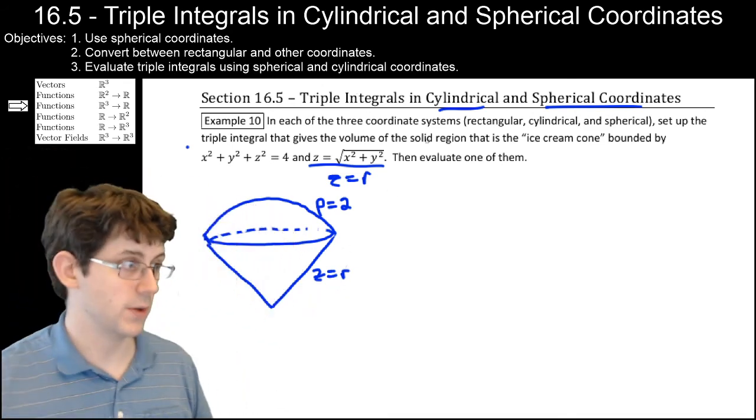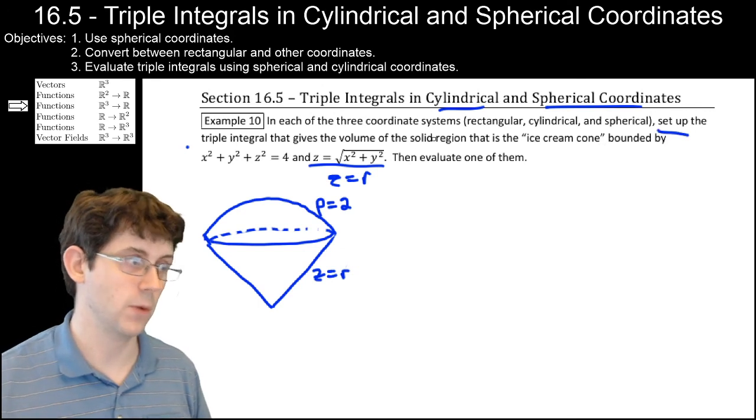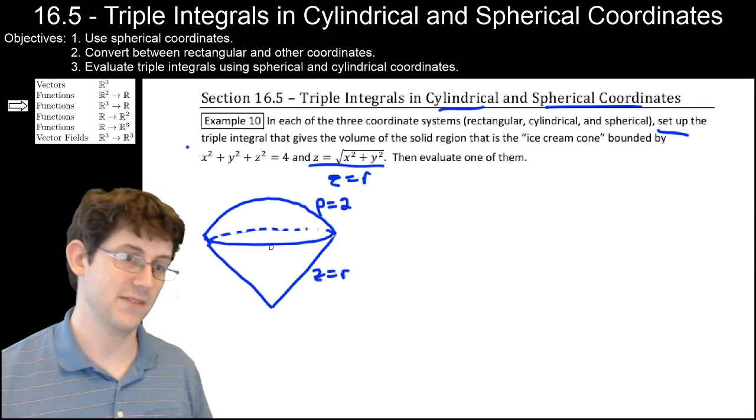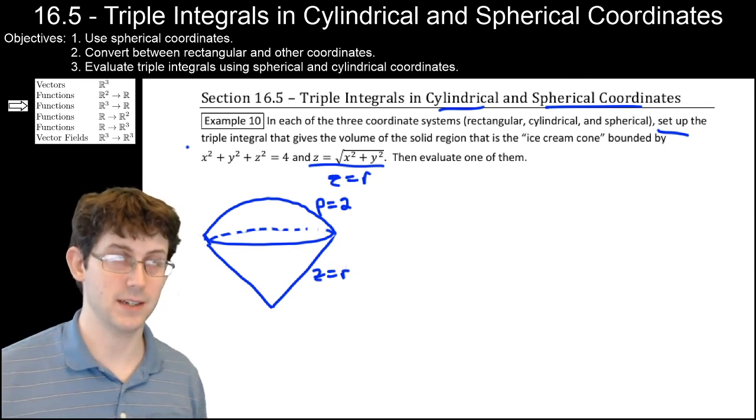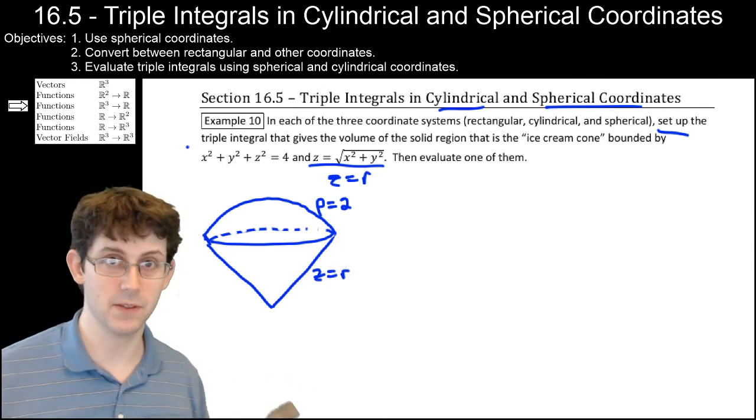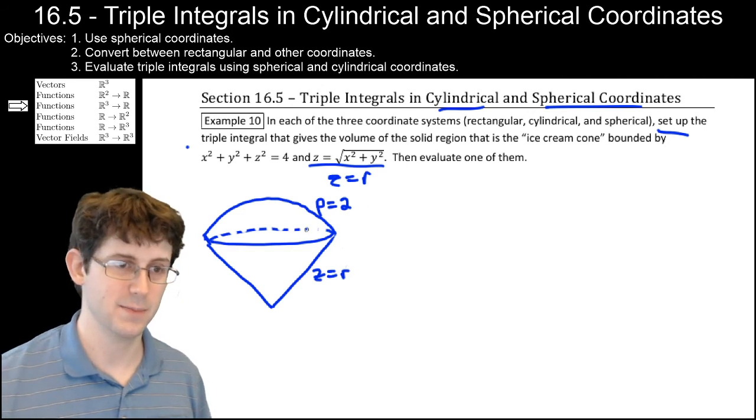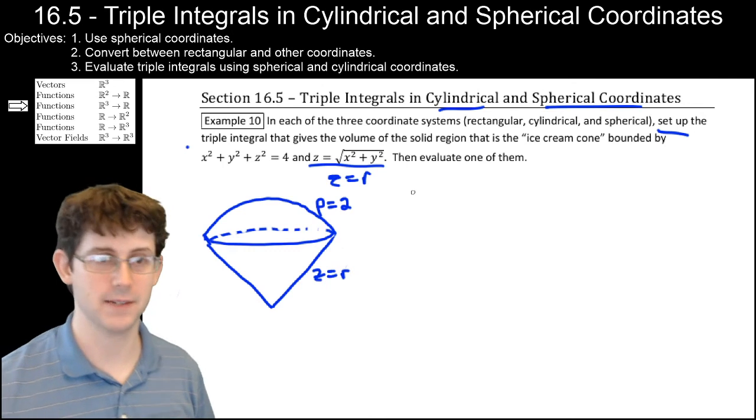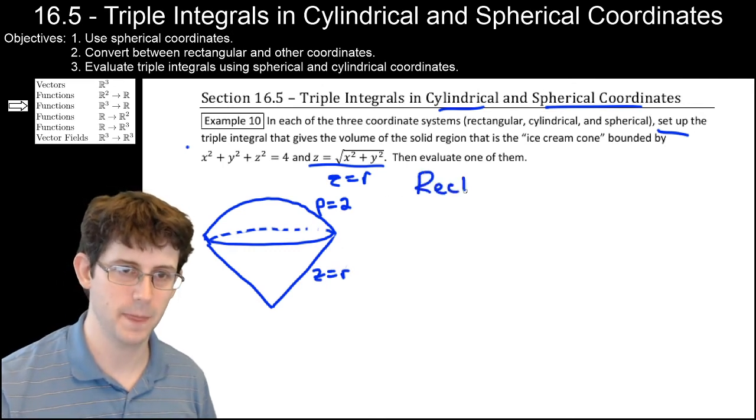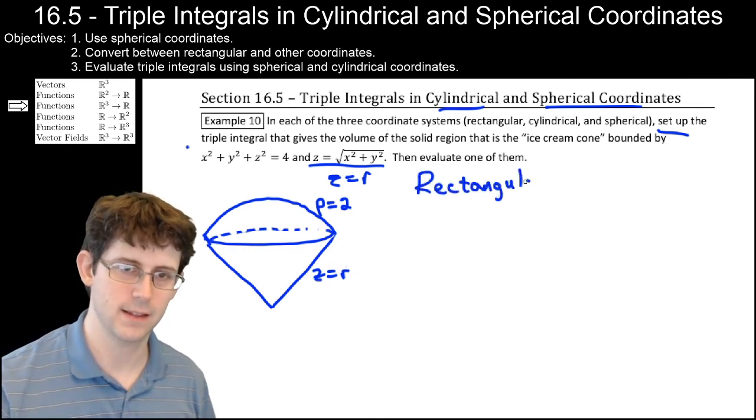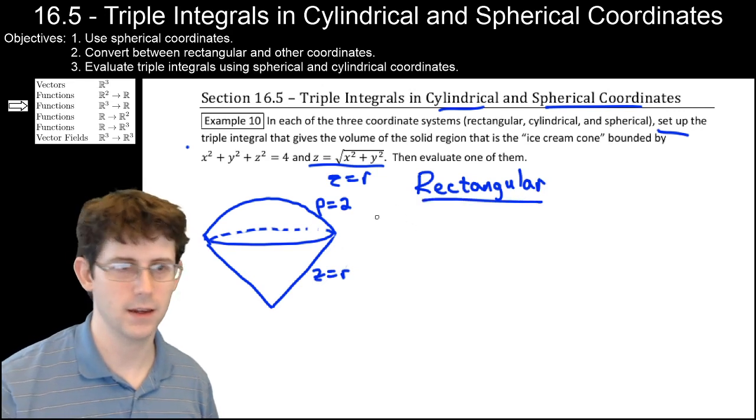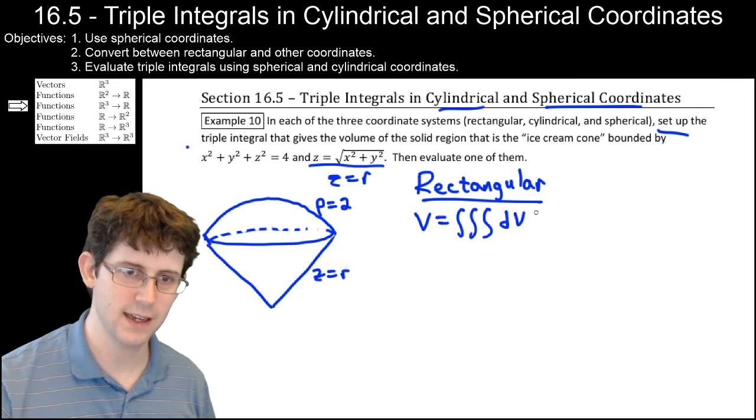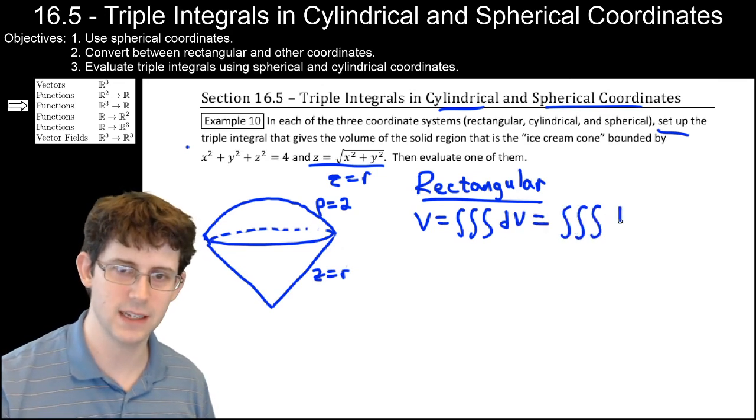So this question says, set it up in all 3 coordinate systems, and then pick one and actually do it. This is very round, so it's almost guaranteed that we will not be happy with rectangular coordinates. We might actually like spherical this time. Let's see how it goes. So here's rectangular.